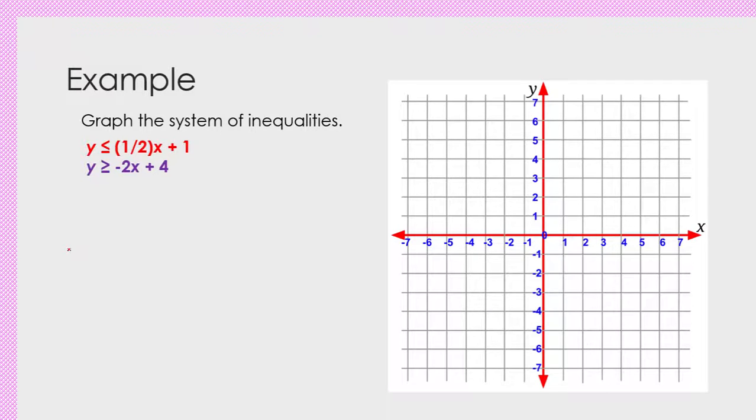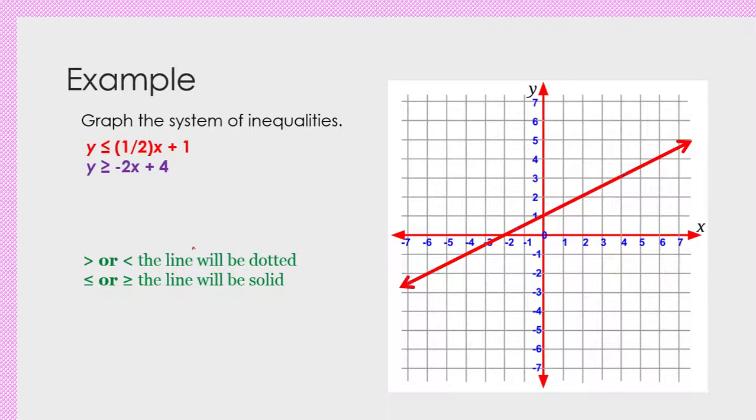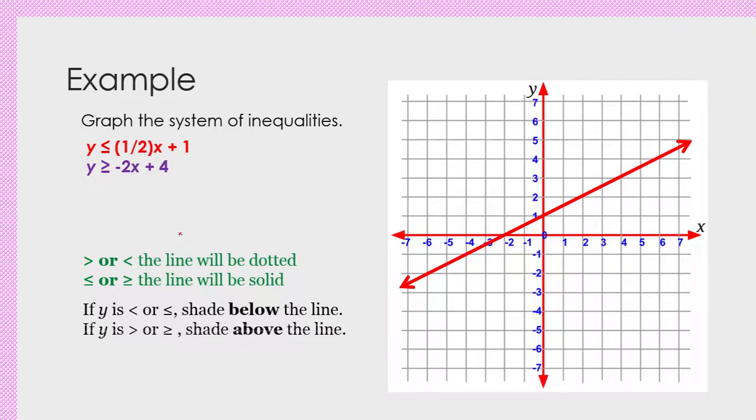Alright, here's another one. Both of these happen to be in slope-intercept form already, which is awesome. So let's go ahead and graph the red one. We have 1/2 x plus 1. It is a solid line. Now we need to determine below or above. Again, y is less than or equal to, so we will shade below.